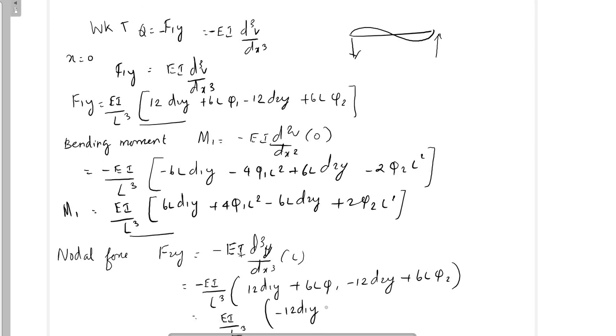d1y means the displacement in y direction at node 1. Minus 6L phi 1 plus 12 d2y minus 6L phi 2. So this is also one of the elements in the stiffness matrix. Next, the remaining part is moment M2.